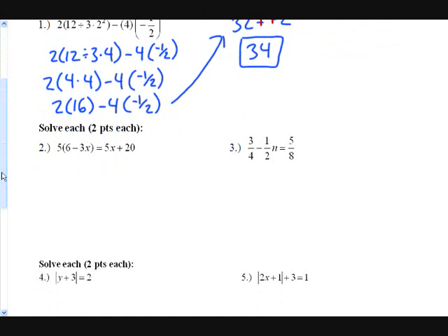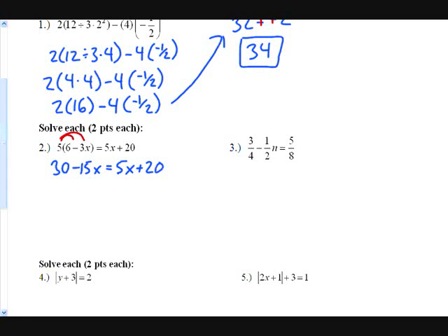Taking a look at the next one. With this one, I want to solve. So the idea here is to simplify and then solve. So the first thing I'm going to do is distribute this 5. So I distribute the 5. That's going to give me 30 minus 15x equals 5x plus 20.